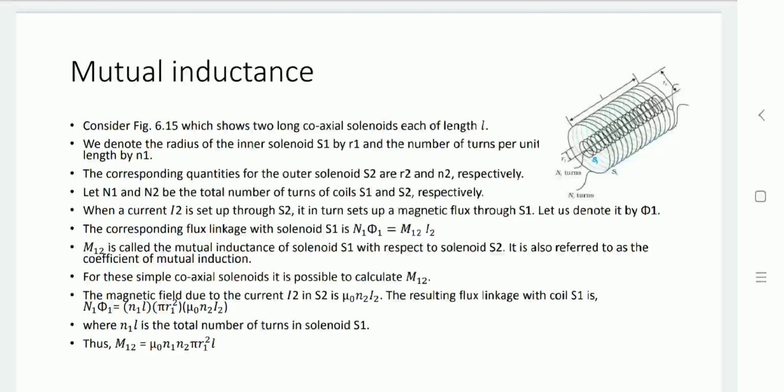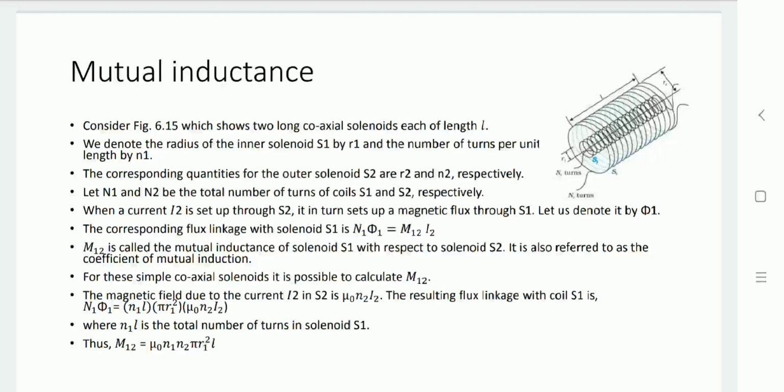So N1 phi 1 is proportional to I2. While we are removing this proportionality, we replace it with the constant we have defined for the mutual inductance, that is M. In the suffix, 1, 2 defines that over the solenoid S1, the inductance is produced due to S2, right? So the current I2 is passing through S2.